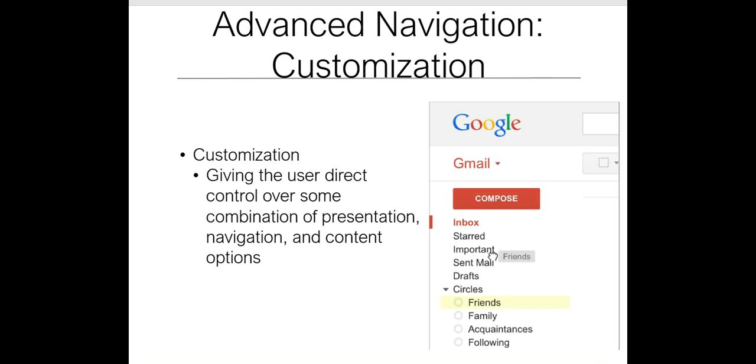Then we have things like customization, which gives the user direct control over some combination of presentation, navigation, and content options. So in this case, what we see here is a Gmail menu where you can actually drag and drop something that you find as important, such as your circle of friends, and you bring that up into what's considered important, and then Gmail will remember that setting and will display preferentially that choice that you've made.